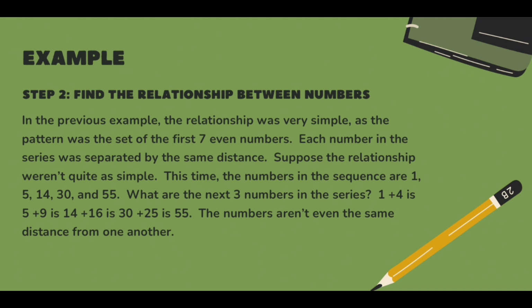This time, the numbers in the sequence are 1, 5, 14, 30, and 55. What are the next three numbers in the series? 1 plus 4 is 5, plus 9 is 14, plus 16 is 30, plus 25 is 55. The numbers aren't even the same distance from one another.